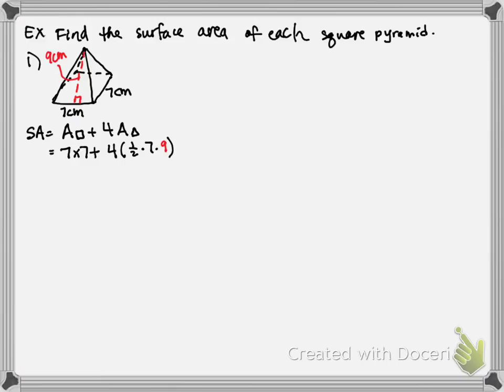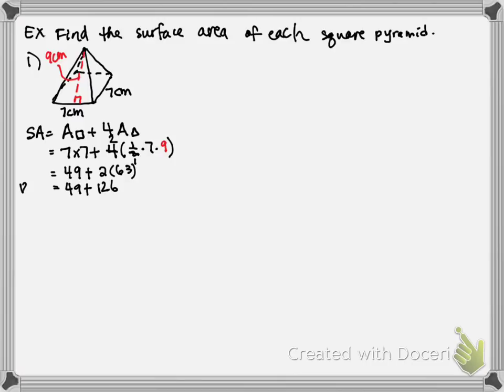And then we just start doing whatever math we can. 7 times 7 is 49. Now, a half can't go into 7 or 9 evenly, but I can multiply 4 by a half. So 2 goes into itself once and into 4 twice. And that leaves me with 2 times, and 7 times 9 is 63. So that gives me 49 plus, and then 2 times 63 is going to be 126.